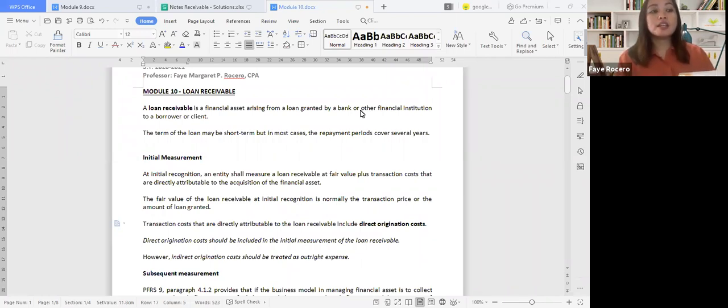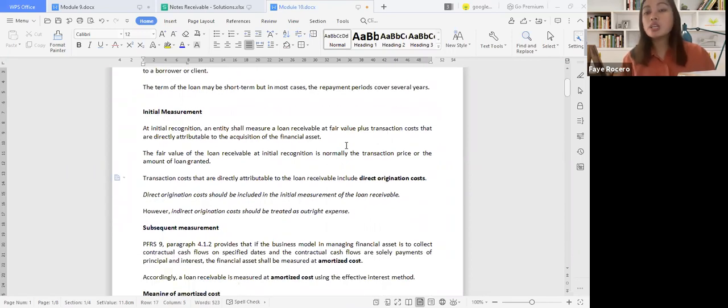Loan receivable is a financial asset arising from a loan granted by a bank or other financial institution to a borrower or client. So for the perspective here, since this is loan receivable, we are either the bank or a financial institution who lends money to a client or to a borrower. Usually, there are short-term loans, and there are also long-term loans. Long-term meaning it has to be paid over a period of years or several years.